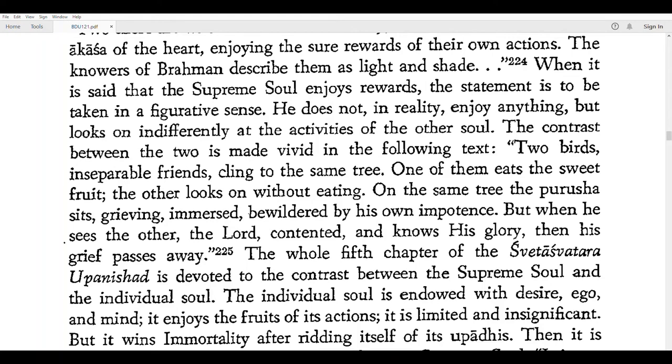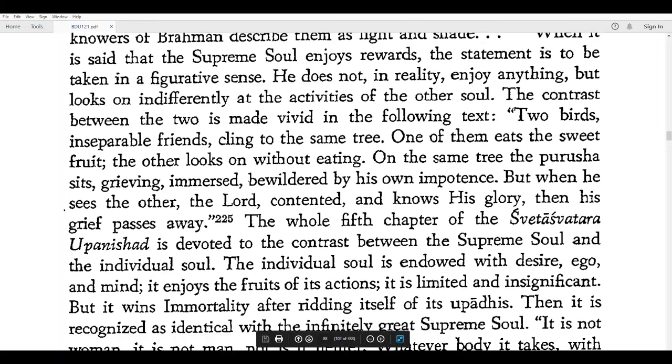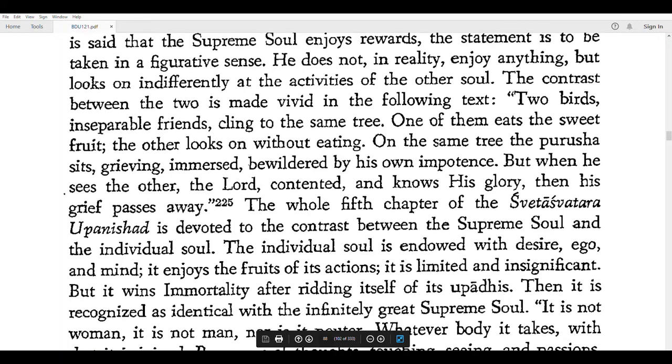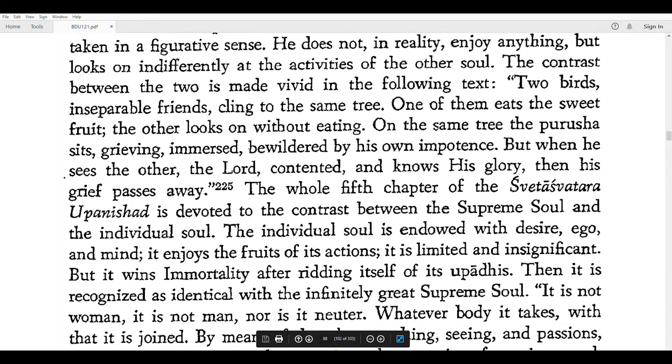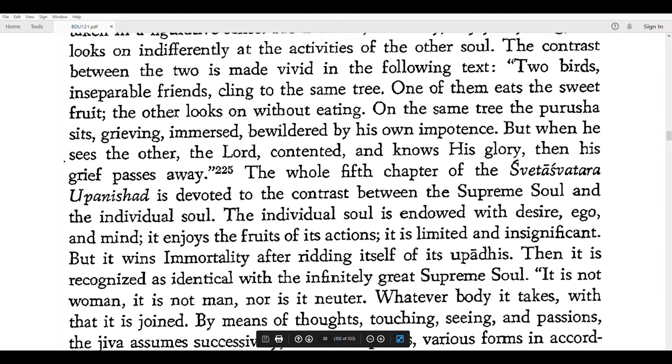One of them eats the sweet fruit, the other looks on without eating. On the same tree, the Purusha sits, grieving, immersed, bewildered by his own impotence. But when he sees the other, the Lord contented, and knows his glory, then his grief passes away.